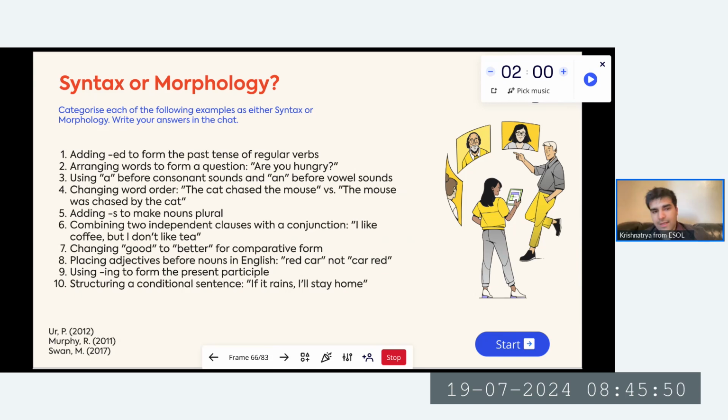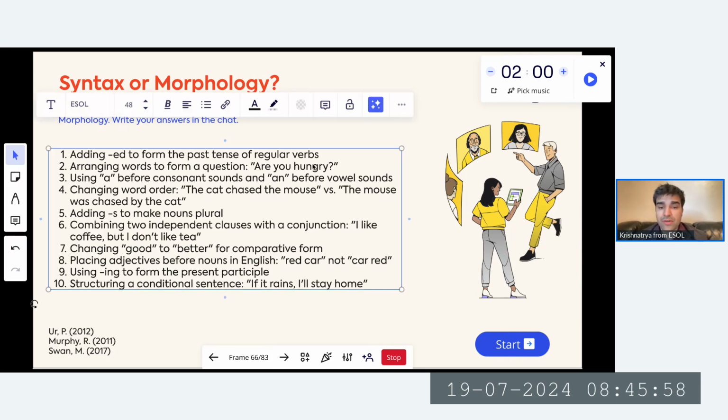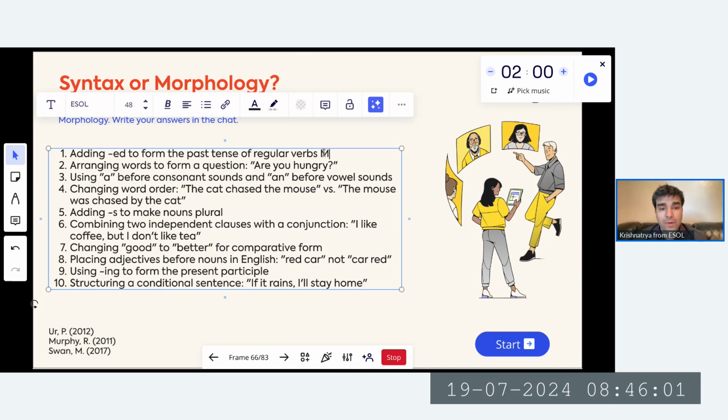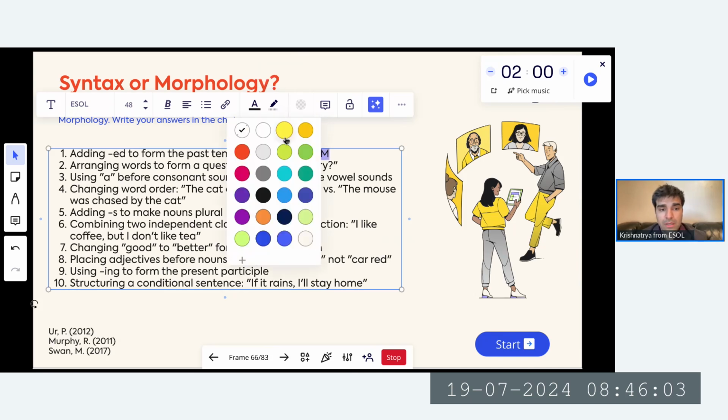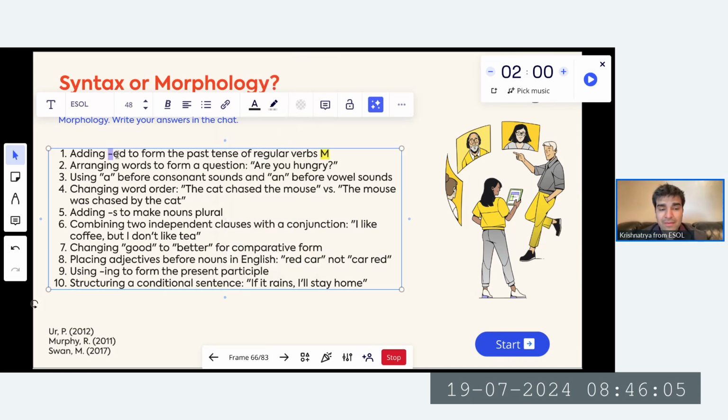Lovely. Thank you, Urmila, Tasneem, Vinita, Aditi, Ranjita. This is morphology. So I'm just going to write M here. Why morphology again? Because it is related to a single word. When it is related to a single word, it is morphology.